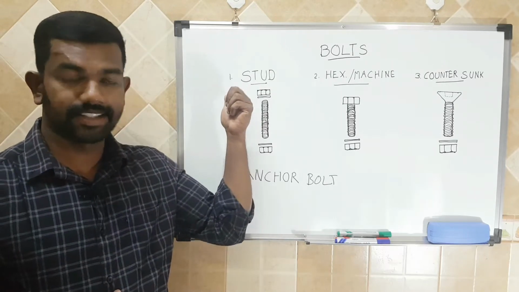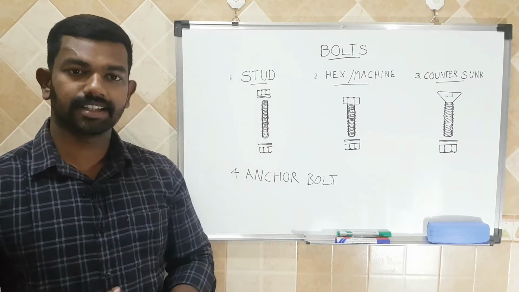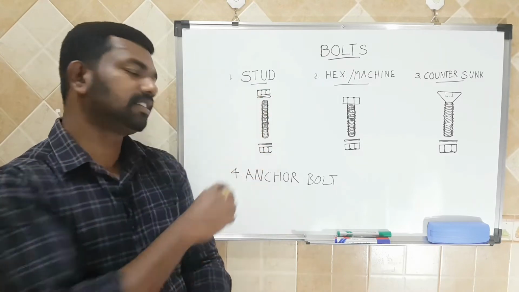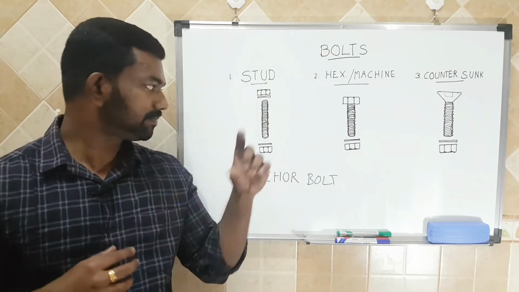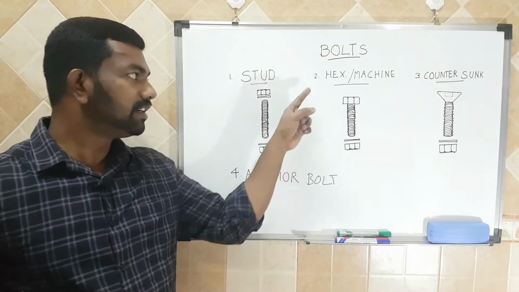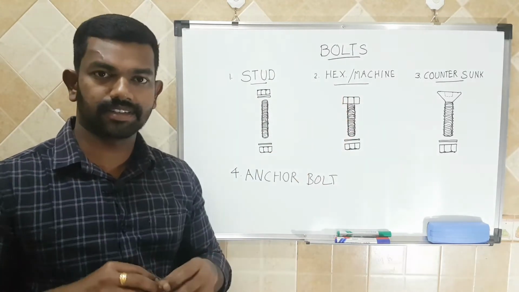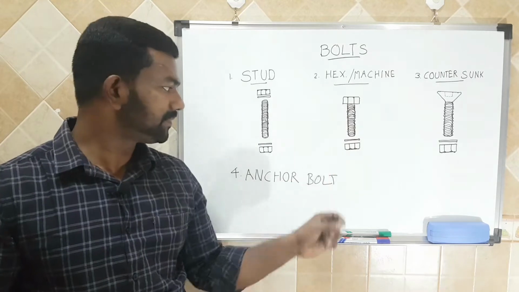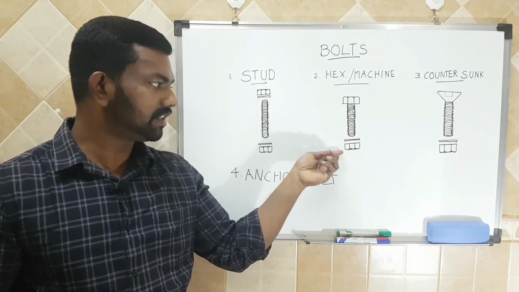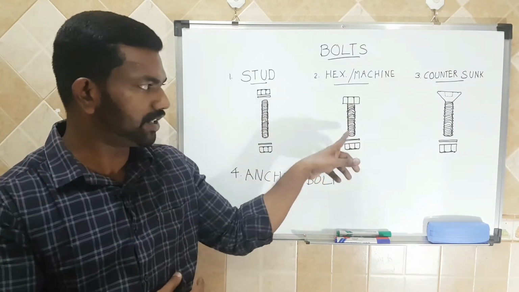Very first is the stud bolt. You can see that the washers and the nut are inserted from both sides. Next is a hex or machine bolt. One portion is already fixed, the head is already fixed with the bolt. Here the washer and the nut will be put on from the other end.